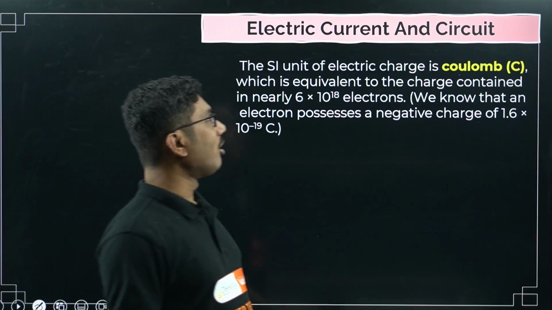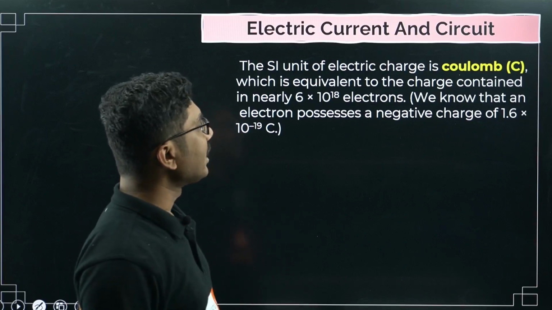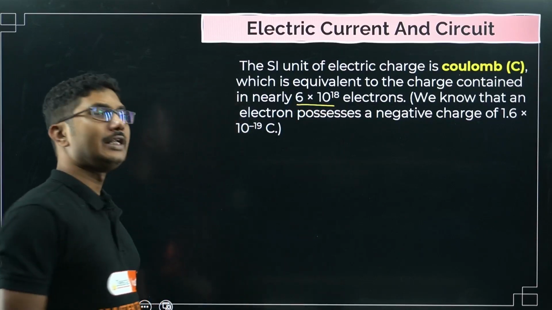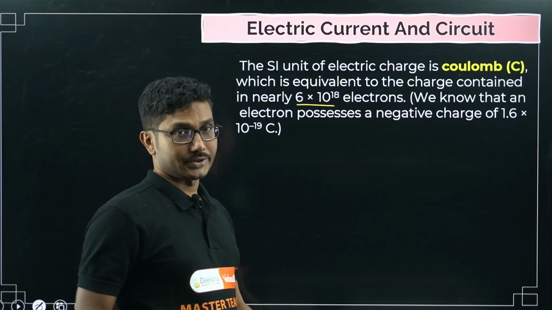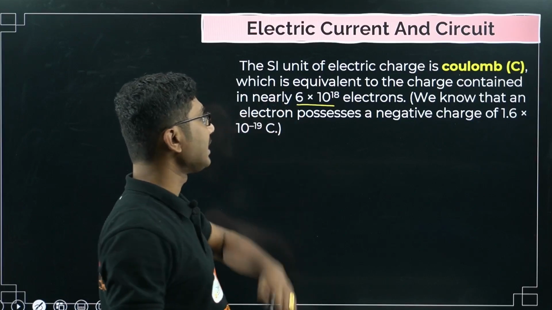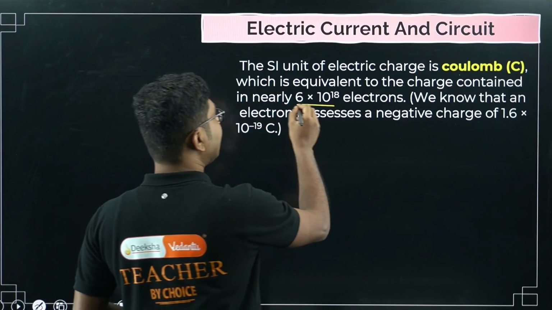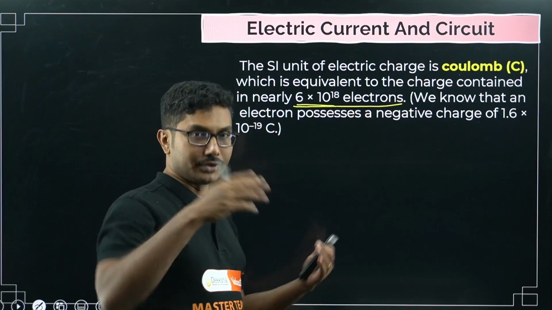The SI unit of electric charge is the coulomb, which is equivalent to the charge contained in nearly 6 times 10 to the power of 18 electrons. This is very, very important for your MCQ questions. You have to remember this value, 6 into 10 to the power of 18. Nearly this many electrons is equal to 1 coulomb. 1 coulomb is a huge unit, a big unit.